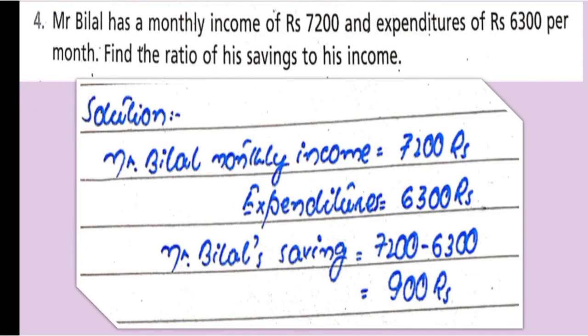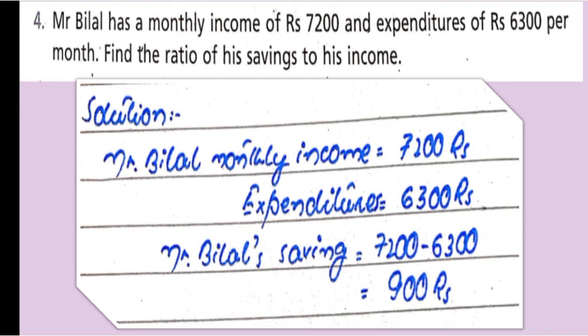Now question number 4 is: Mr. Bilal has a monthly income of rupees 7200 and expenditures of rupees 6300 per month. Find the ratio of his savings to his income. Right now we know his income and his expenditures, but we don't know his savings. But of course, if we subtract his expenditures from his monthly income, then we will know his savings.